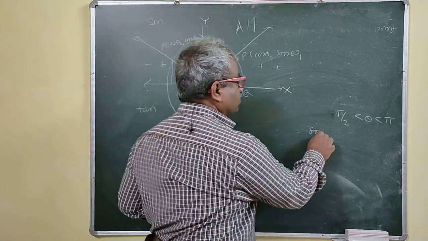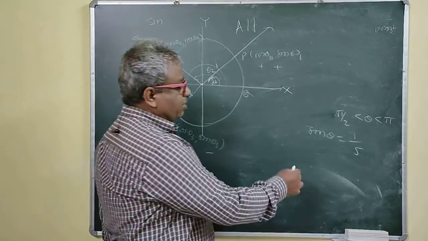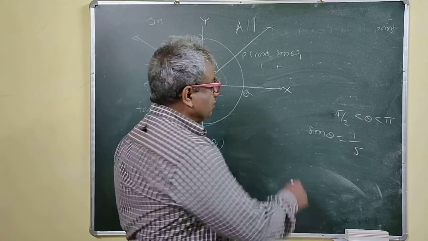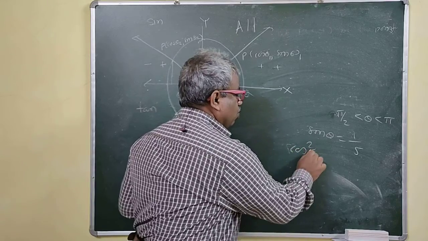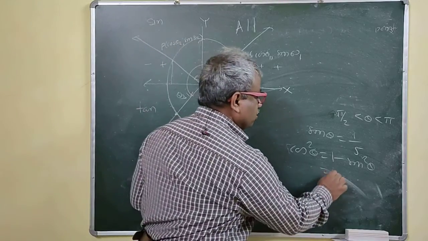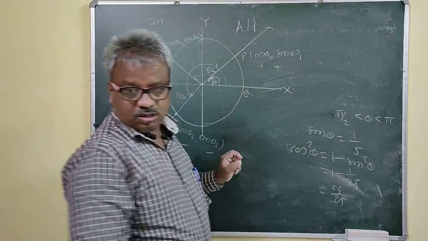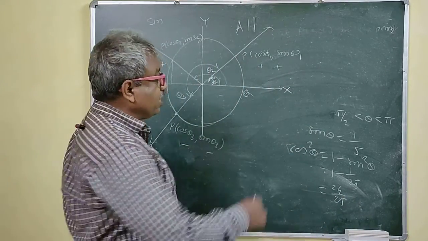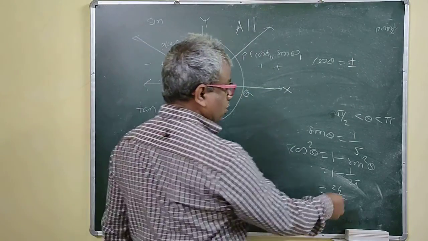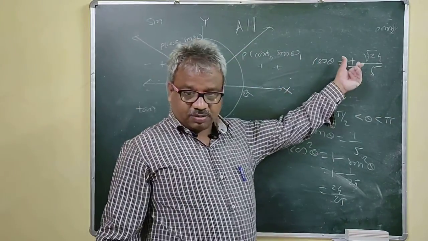And suppose we have been given the value of sine theta equal to 1 by 5. Now you have to find the value of cos, and the other trigonometric ratios. So you have the relation cos square theta is equal to 1 minus sine square theta. So 1 minus 1 upon 25 is 24 by 25. This is the value of cos square theta. And now you have to write the value of cos theta. The cos theta will be plus or minus root 24 upon 5. Now the problem is which sign we have to take, plus or minus.